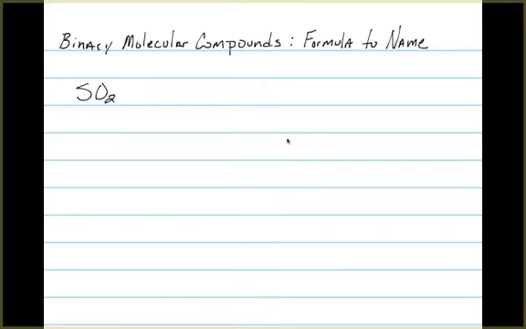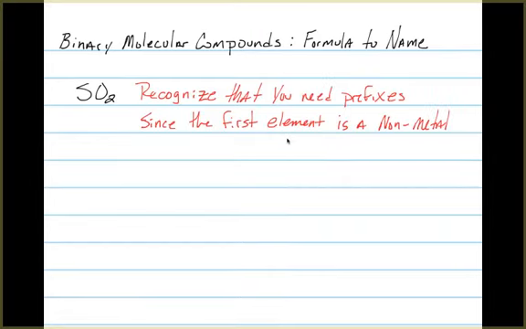If we look at SO2, we see that first off, we're going to need to use prefixes because the first element is a nonmetal. It's probably the easiest way to recognize when you can use prefixes in the names for the compounds. The first element is going to be a nonmetal. The primary exception to this is compounds that have ammonium in them. Nitrogen is a nonmetal, but the ammonium ion is going to be used in ionic compounds.